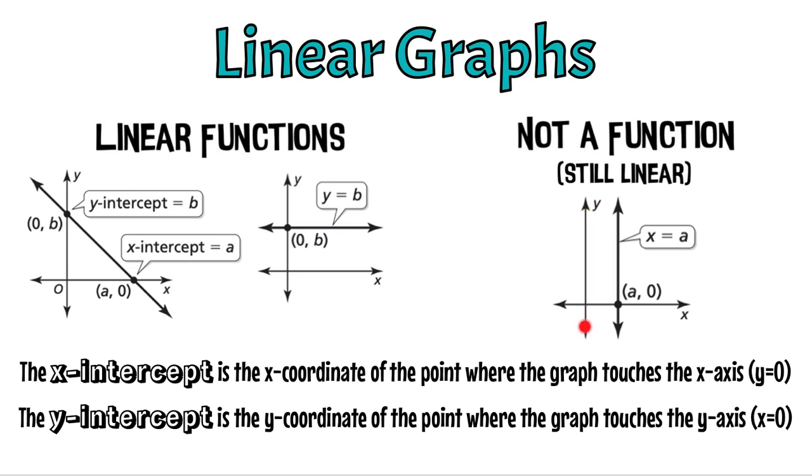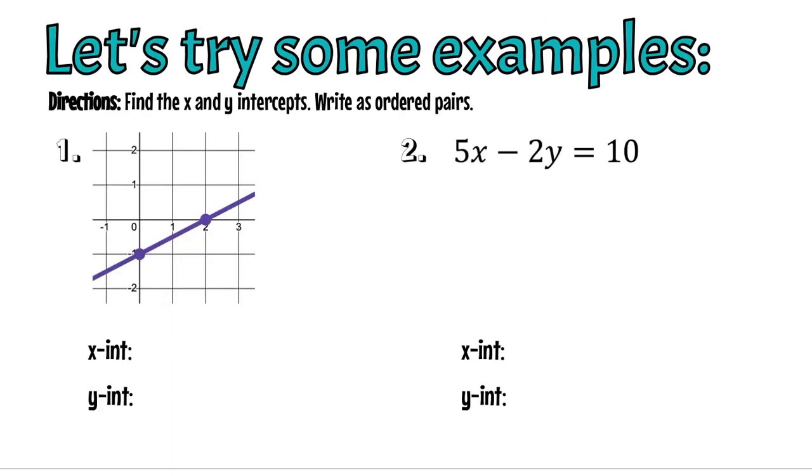A vertical line, however, does not touch the y-axis unless it is the line x equals 0, so therefore there is no y-intercept for most of those types of lines. Let's find the x and y intercepts in the examples below. We're going to find the points that are the x and y intercepts and write them as ordered pairs.